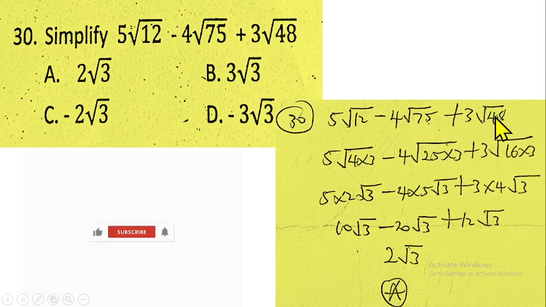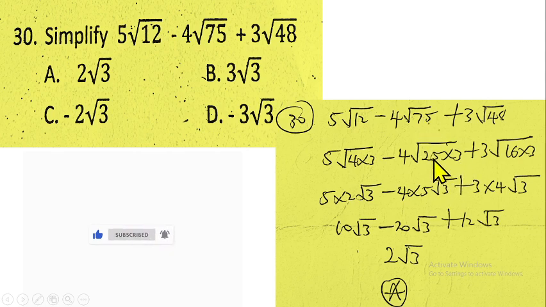Then √48 also is not simplified, so we need to simplify them further. If you simplify √12, that will be √4 times √3. 4 is a perfect square, so √4 gives us 2, then √3. Simplify √75, that will give us √25 times √3.